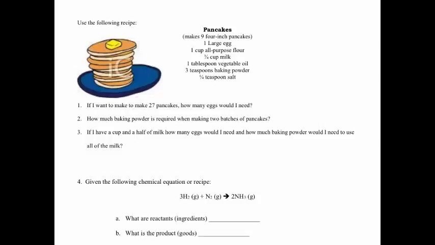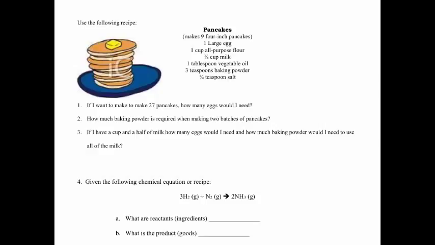So we have this recipe. We need 1 large egg, a cup of flour, 3/4 of a cup of milk, a tablespoon of oil, 3 teaspoons baking powder, and 1/4 of a teaspoon of salt. And the yield on this recipe is 9 pancakes. So let's say that instead of making 9 pancakes, I wanted to make 27 pancakes. In that case, how many eggs would I need?